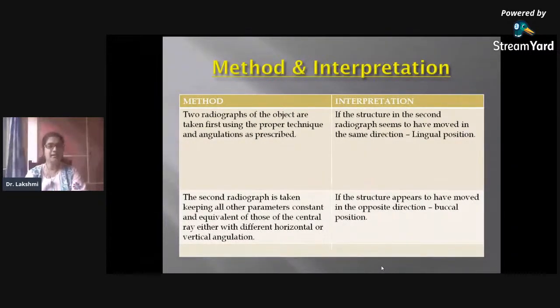Second method: the second radiograph is taken keeping all other parameters constant, changing only the central ray, either with a different horizontal or vertical angulation. Interpretation is, if the structure appears to have moved in the opposite direction, then the object or structure is more buccally placed. So opposite side, buccal, OB. So this is the SLOB rule.